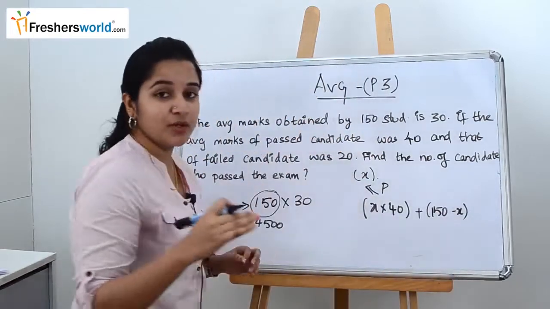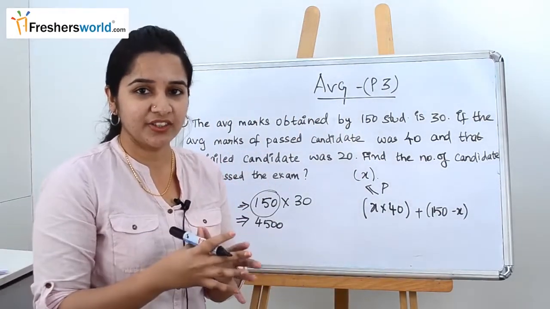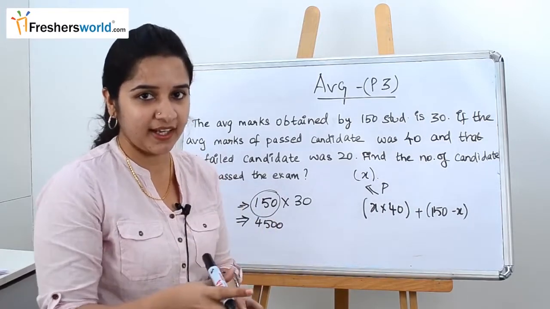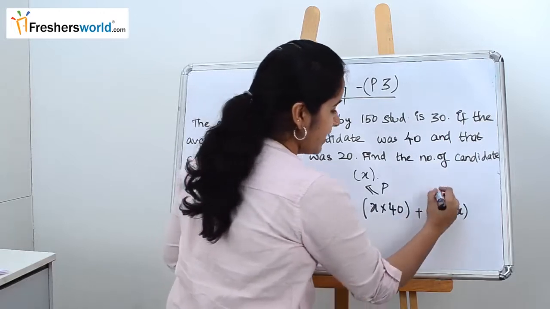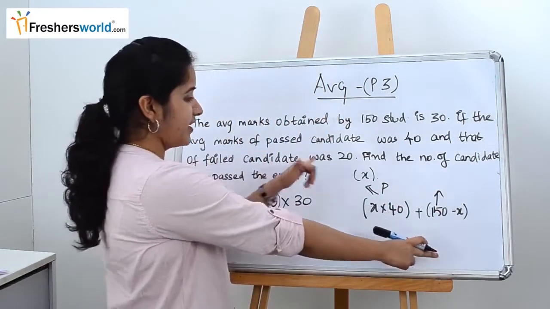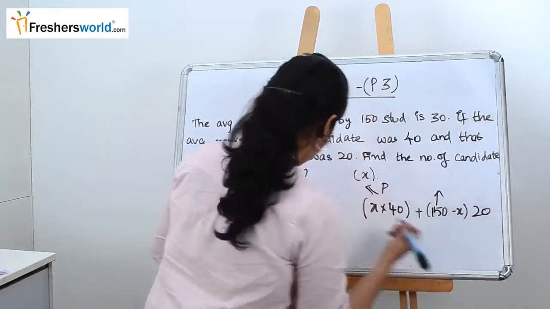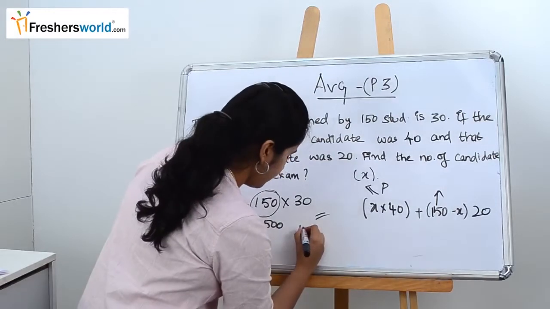So why do we consider 150 minus X? The number of candidates must be an addition of both the passed and the failed candidates. So we take X as the passed candidates, then the failed candidates must be 150 minus X, into what is their average? The average is 20. So now you should equate both these equations. So what do we do here?